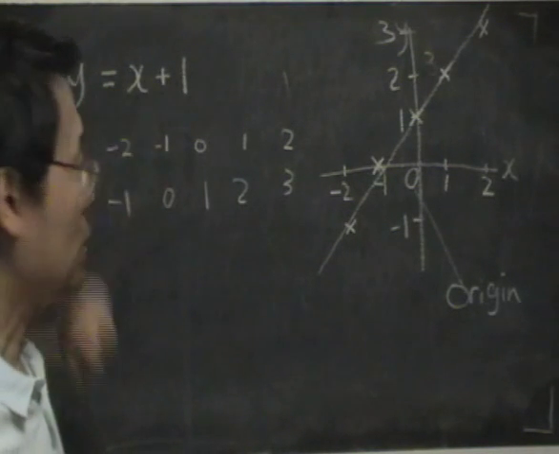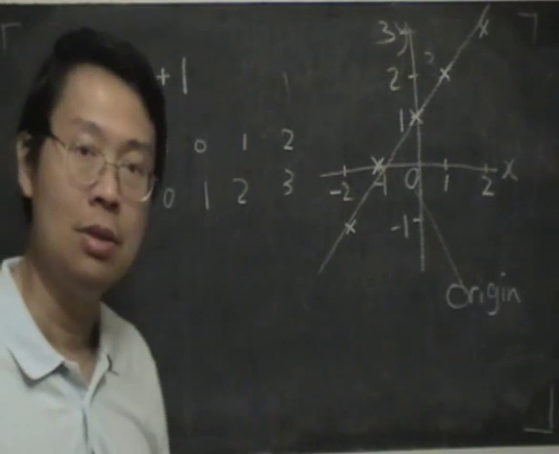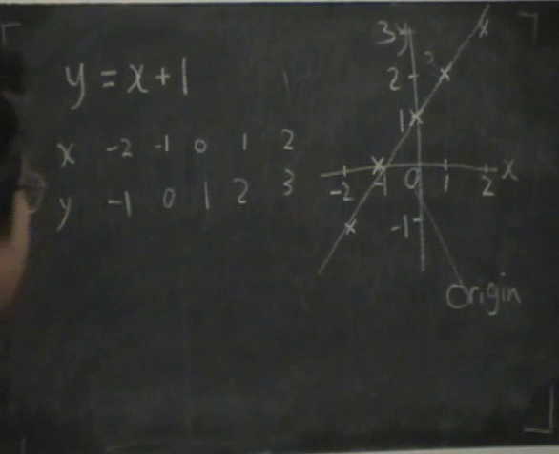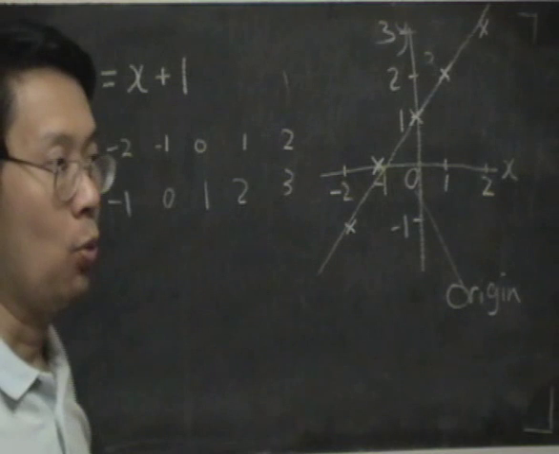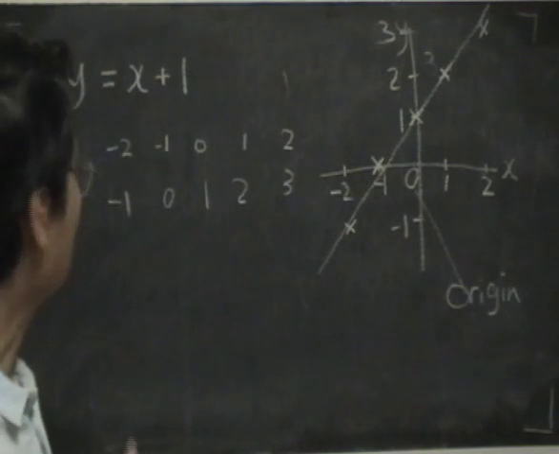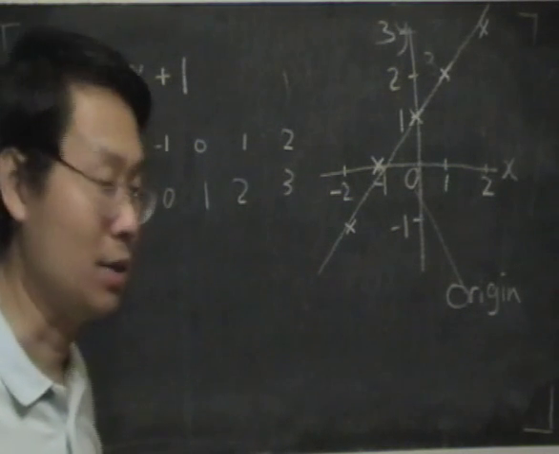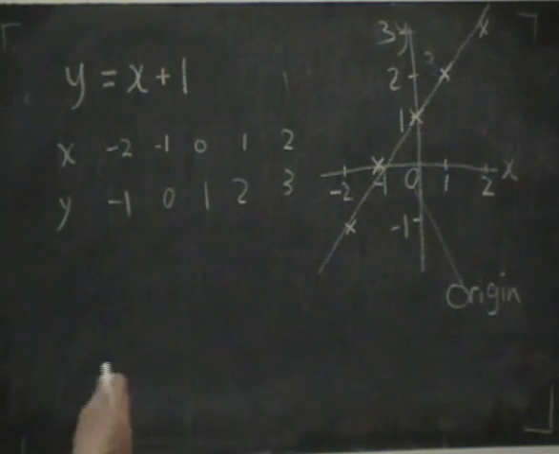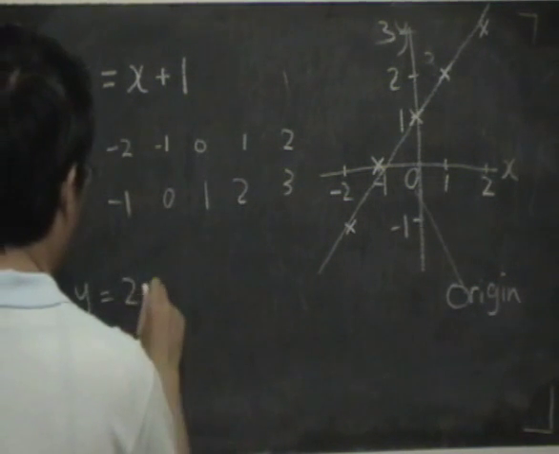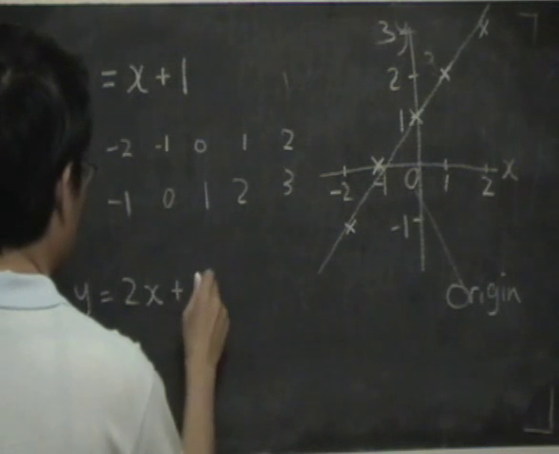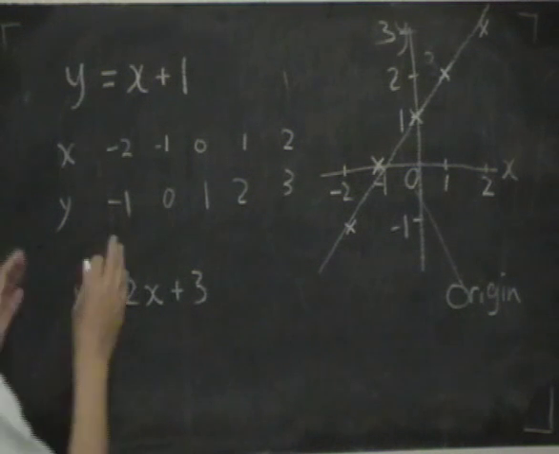Now, we call this kind of equation a linear equation. So linear means straight line. And when I say this kind of equation, what do I mean? What other equation can I have that is of the same kind? So let me just give an example. I can have y equals 2x plus 3. That's the same kind of equation.